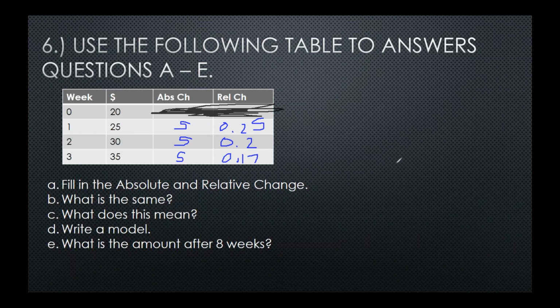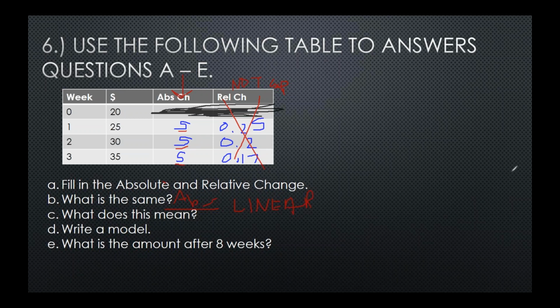So as I look through these, I notice the relative changes are not the same. So this is not exponential. But you notice the absolute changes are all 5. So this is now absolute change is the same. We have a constant change. So what does this tell us? When absolute change is the same, what does that tell us? We have a linear model. Exactly. So we know that this is going to be linear.